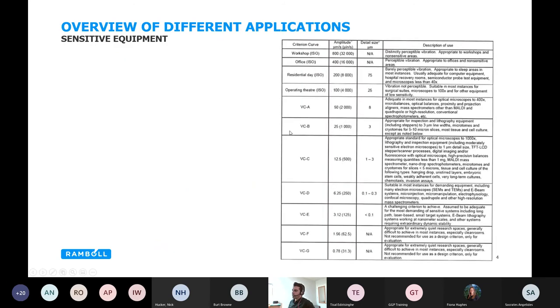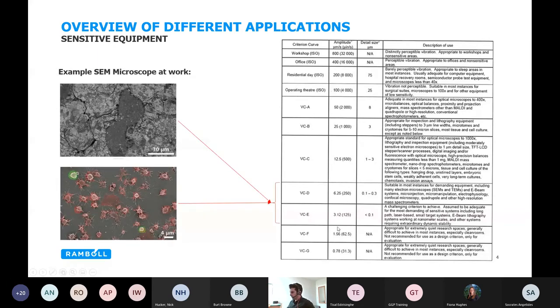So when we talk about sensitive equipment, we often refer to an industry standard, the VC criteria curves, which are defined in the frequency spectrum as RMS amplitude, and each category is appropriate for a given sensitive equipment. So we can go, for example, from VC-D, VC-E, for very precise microscopes, scanning electron microscopes, to VC-A, and ISO 1 VC-A, which is usually the one targeted for a general lab space.